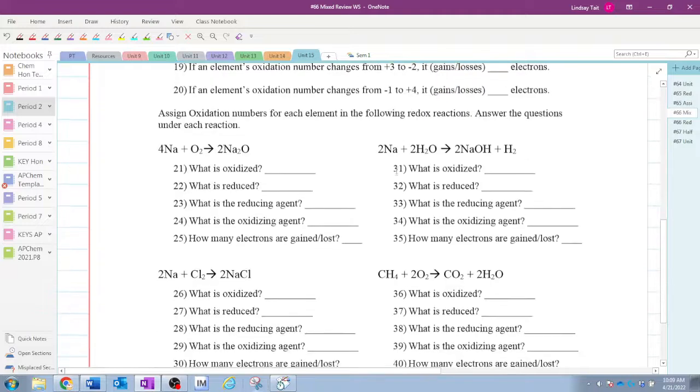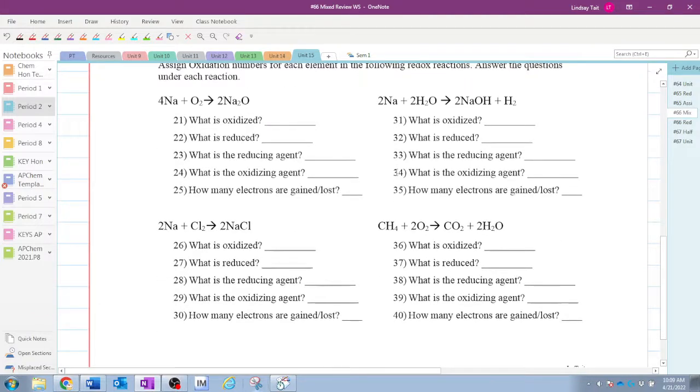And then the last 4 down here are like the 2 examples we did on 65 with the resting and the respiration. Tell me what was oxidized, reduced, the agents, and how many electrons were gained or lost. Guys, remember for 25, it's the change in your oxidation number times the number of atoms of that element. That's how you get that number of electrons gained or lost.